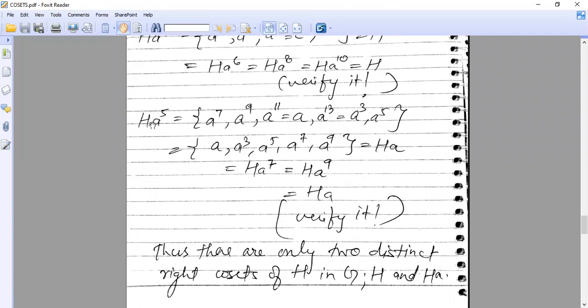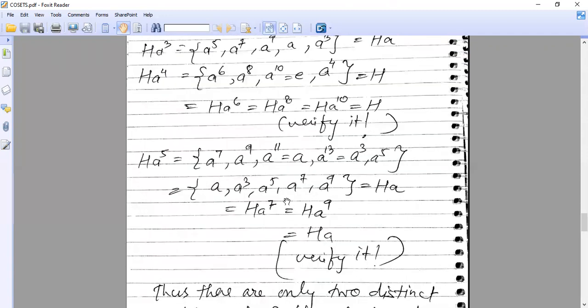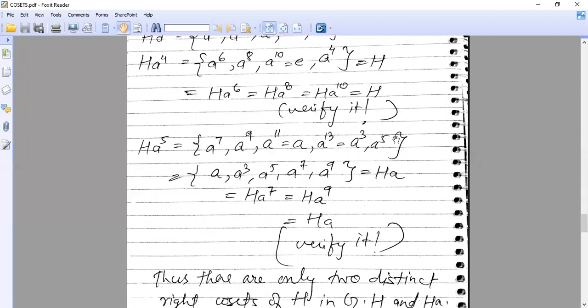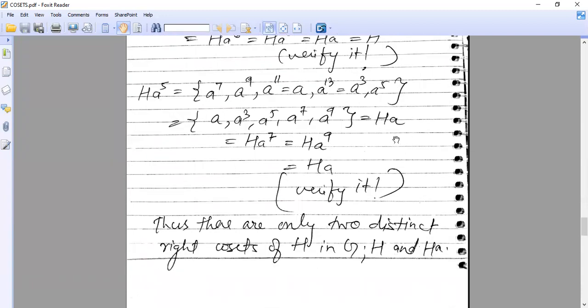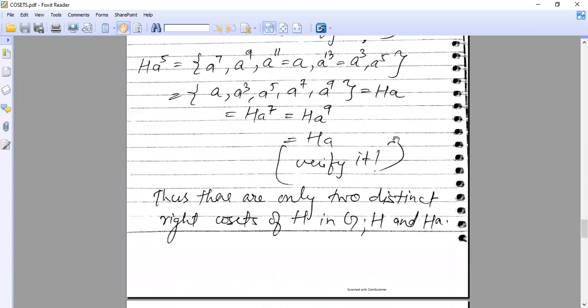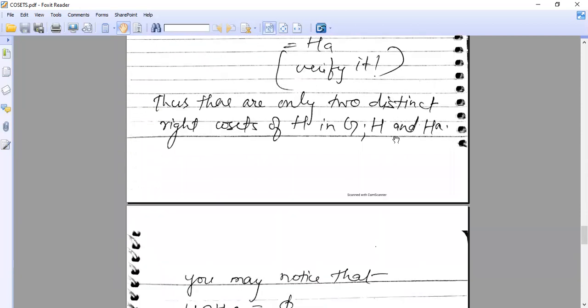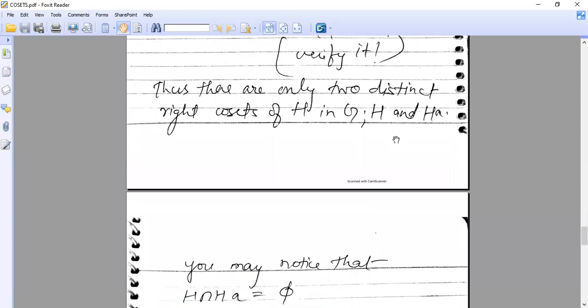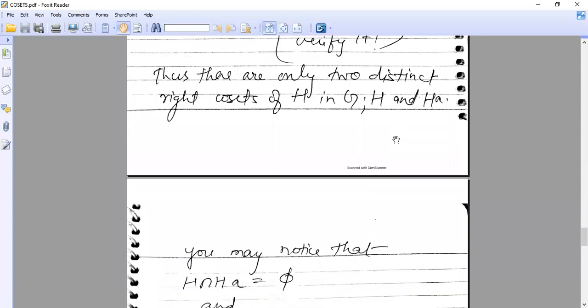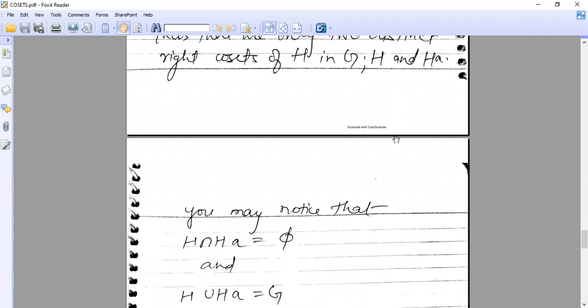So look, HA5, HA7, HA9, they all were equal to HA, and HA to the power 4, HA to the power 6, HA to the power 8, HA to the power 10, they all were equal to H. So there are only two distinct right cosets of H in G, H and HA. Other than these two, all the cosets are either equal to H or equal to HA.